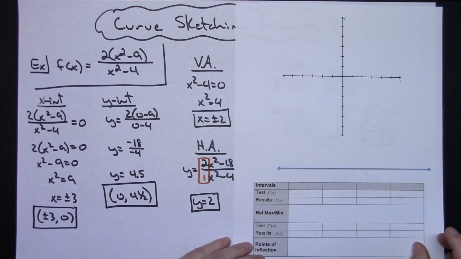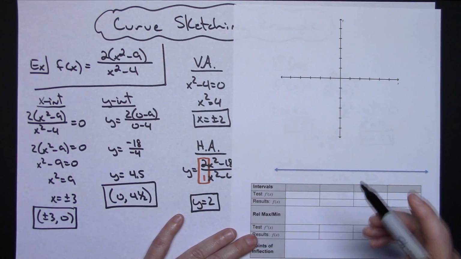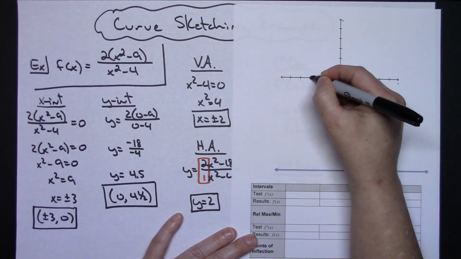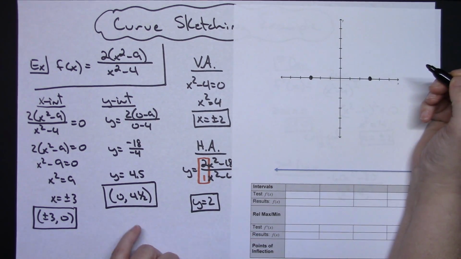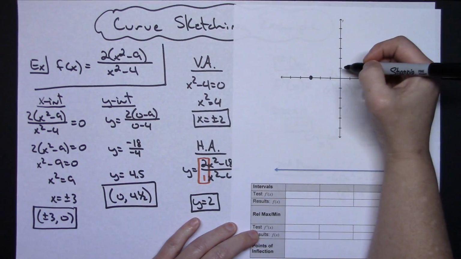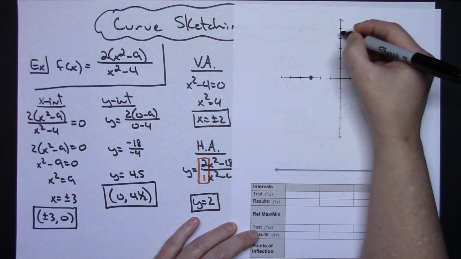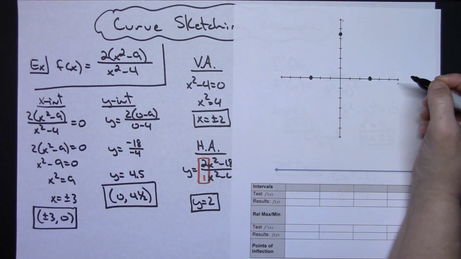Let's come back over here and put on the stuff that we found initially. We said that there were x-intercepts at plus or minus 3, so I'm going to put those on there. At negative 3, I've got an x-intercept, and at positive 3, I've got an x-intercept. We also said that we had a y-intercept at (0, 4.5). 1, 2, 3, 4, so roughly right about in there. So we get those intercepts put on there.